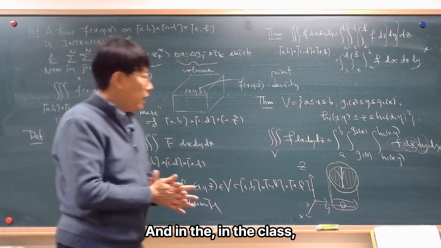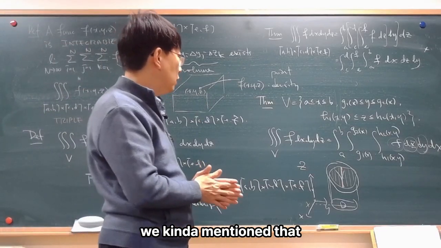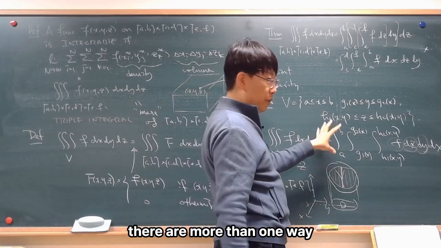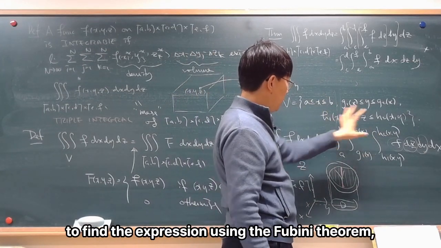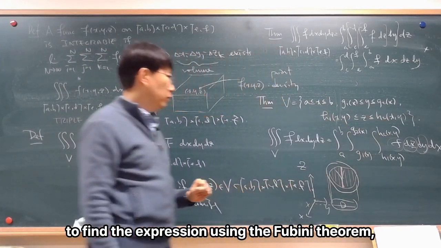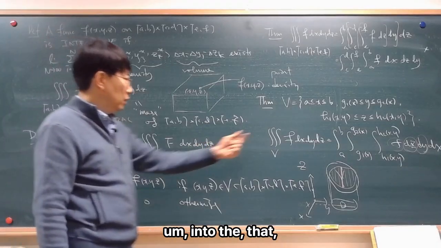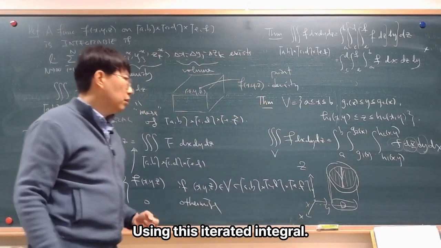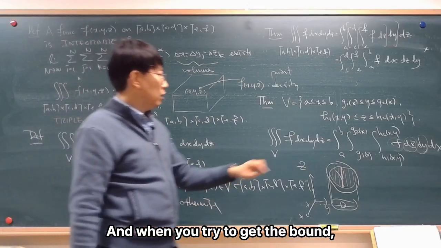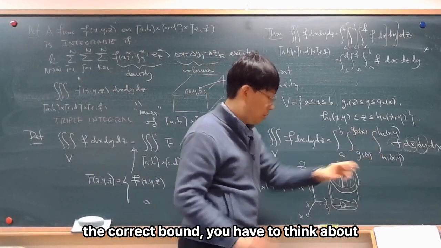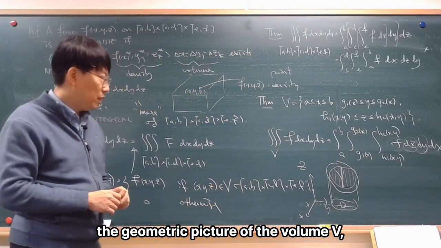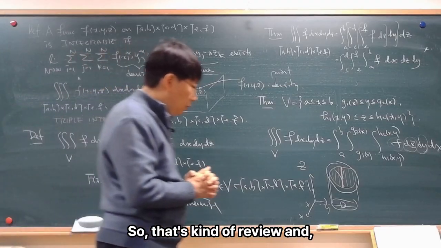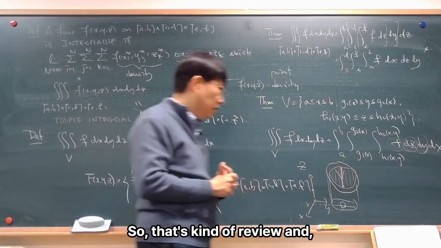And in the class, we mentioned that if you are given the triple integral, there is more than one way to find the expression using the Fubini theorem that computes the same value using this iterated integral. And when you try to get the correct bounds, you have to think about the geometric picture of the volume V to do that. Okay, so that's a review.